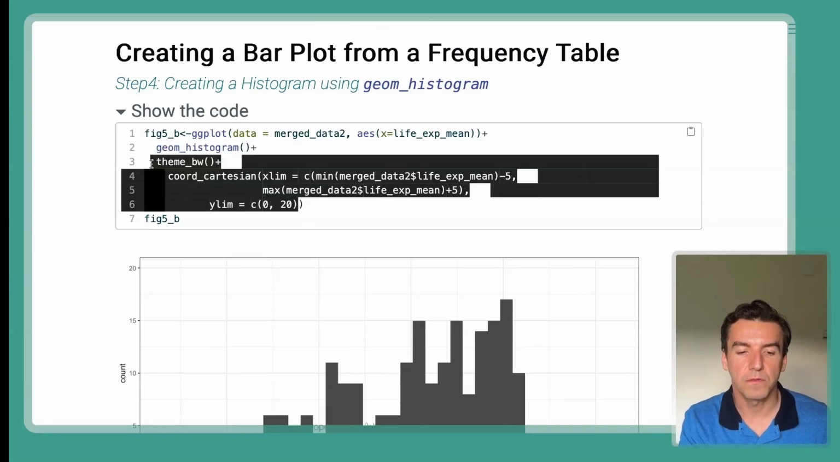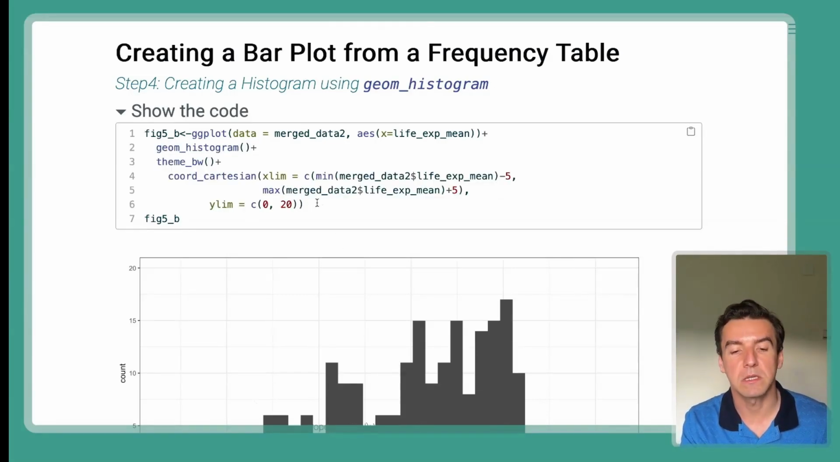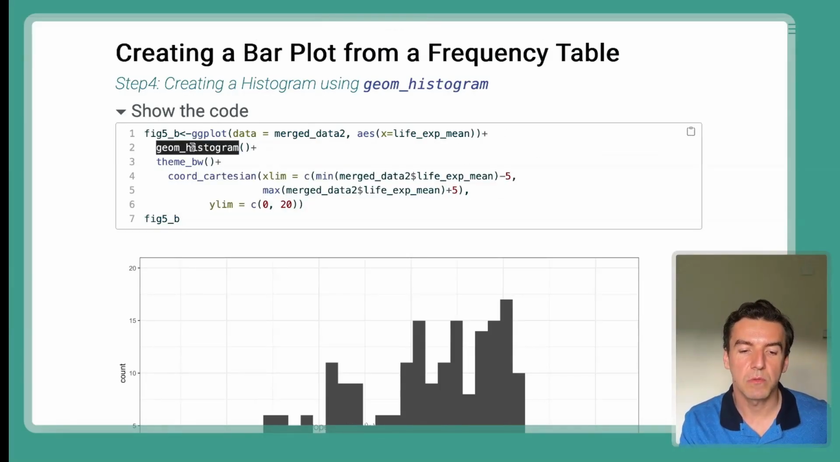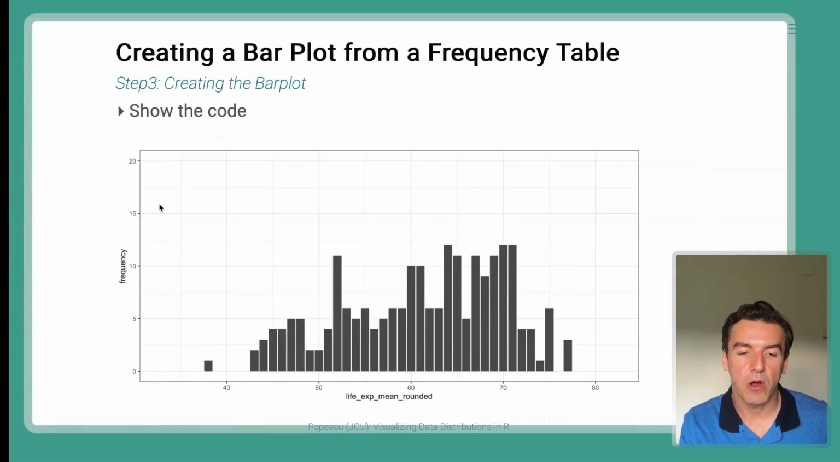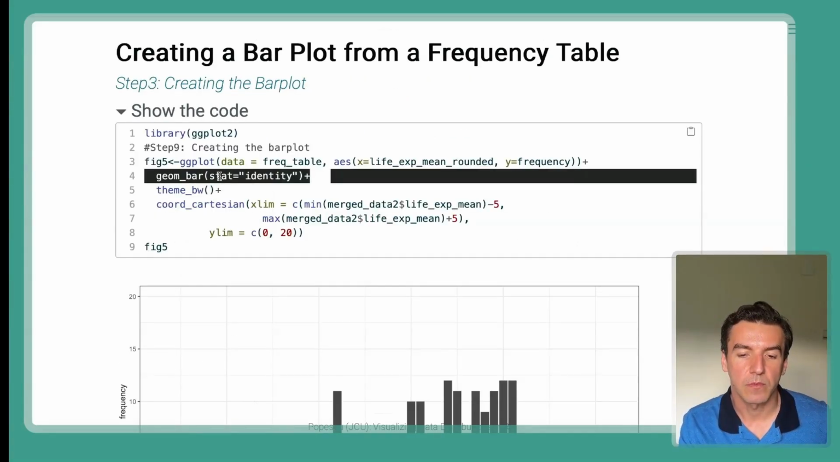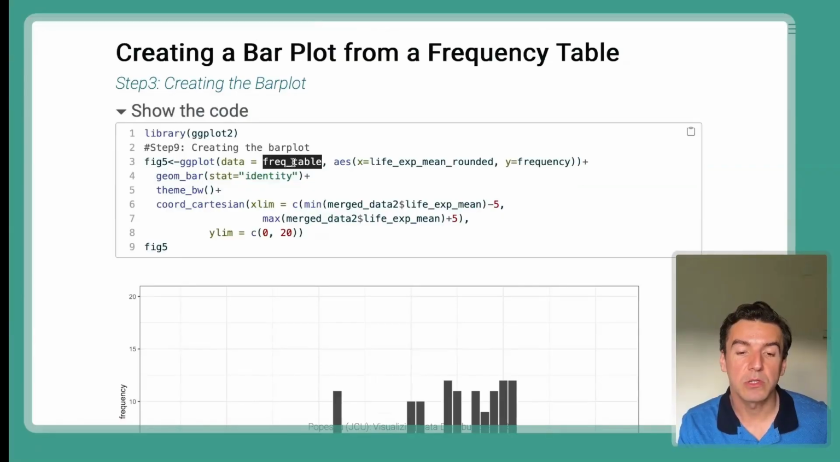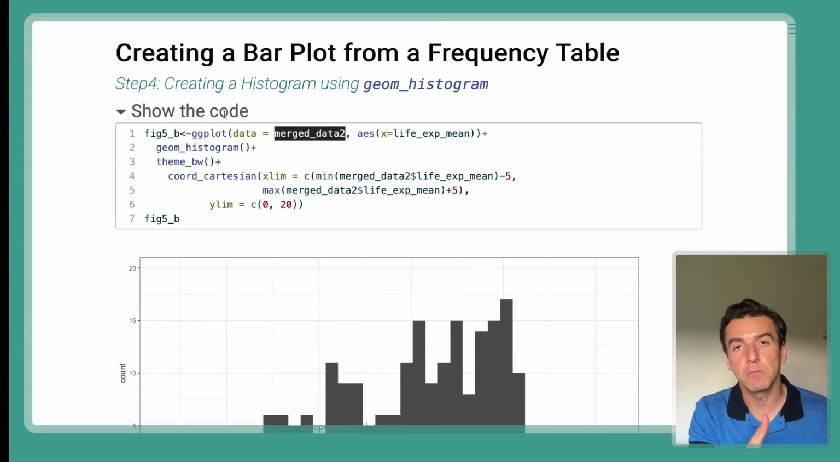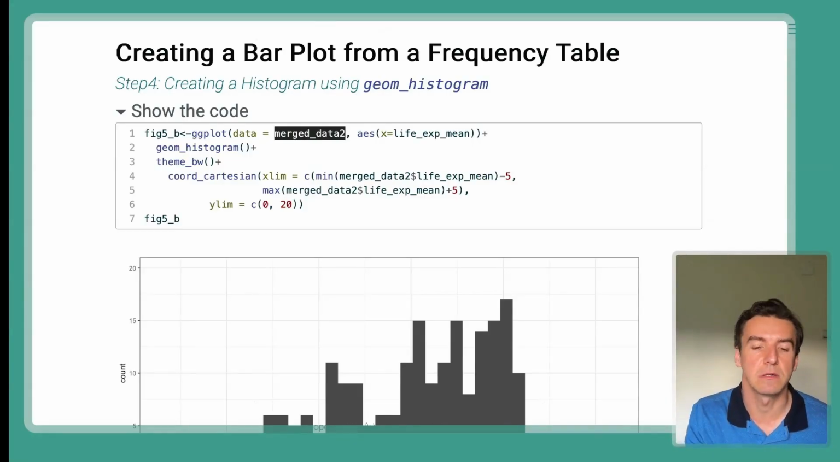And then these other optional fields make the background black and white and specify the limits of the x and y axes. So you just do geom histogram instead of geom bar identity like here, right? But notice that I'm not using frec table in the second. In the first graph, I used frec table, which was the frequency table that I created. And this one, I'm using the merged data, the original data set before calculating the frequency table. The point of showing you both methods is to get you to understand better what a histogram is and what it does. Okay.